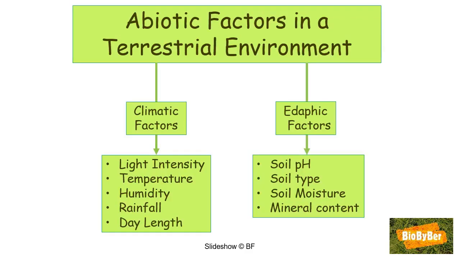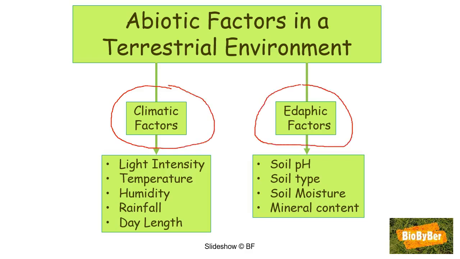So, in a nutshell, abiotic factors in a terrestrial environment boil down to two main types: the climatic factors and the edaphic factors. The climatic factors are basically talking about weather, and the edaphic factors are things to do with the soil. When we look at the list of climatic factors, we can see we have light intensity, temperature, humidity, rainfall, and day length.